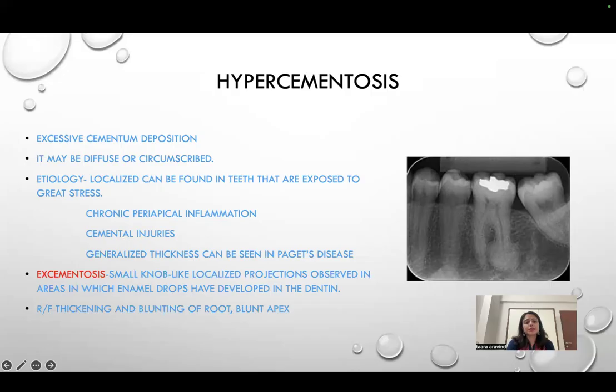Now, what do you mean by excementosis? Excementosis refers to small knob-like localized projections observed in areas in which enamel drops have developed in the dentin. Radiographically, thickening and blunting of the root can be seen. This is a radiographic appearance of hypercementosis.